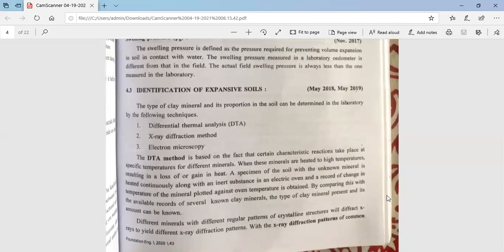This type of clay material and its proportion in the soil can be determined in the laboratory by following techniques. First one is the differential thermal analysis, also known as DTA, second is the X-ray diffraction method, and third one is electron microscopy. So the DTA method is based on the fact that certain characteristic reactions take place at a specific temperature for a different mineral.